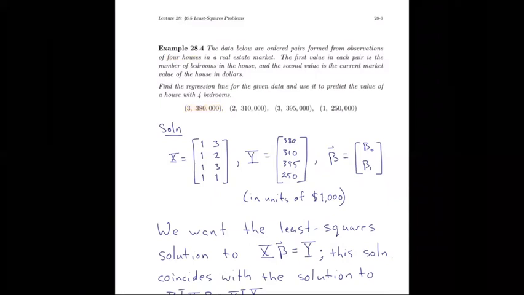Now, what we're trying to find is the regression line for the given data, and then we want to use it to predict a house with 4 bedrooms. So once we have probably more than half a dozen points like this, we only have 4 here, but 4 or more is probably valid. Chances are we're going to have inconsistent data, right? In other words, we're going to have conflicting data, and we can see that directly here.